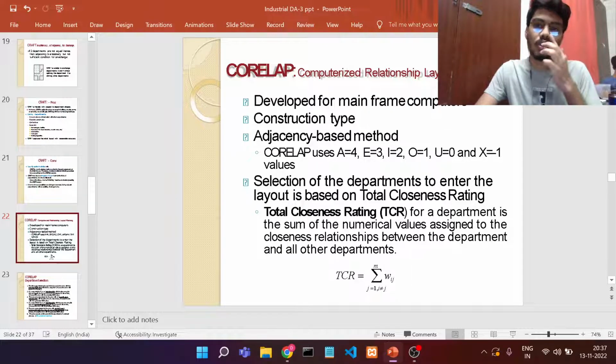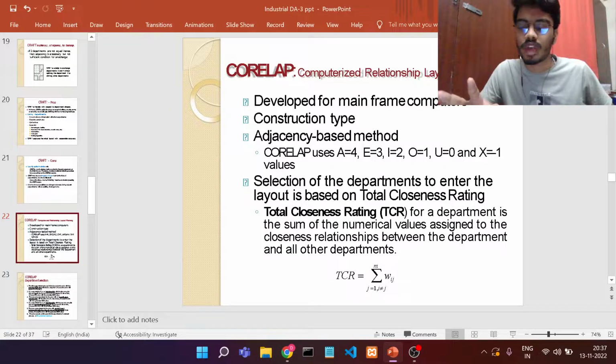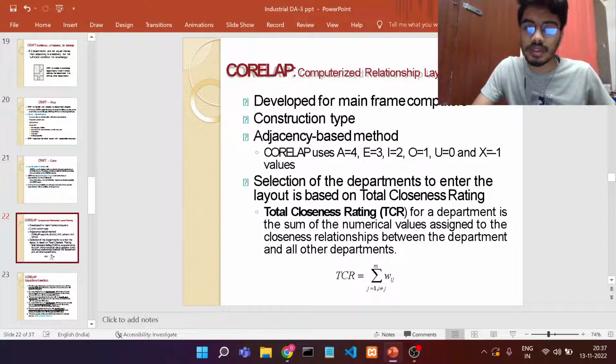So here we are with CORELAP, which uses the graph method. The main feature is that it was developed for mainframe computers, and it is a construction type. You have 5 letters: A, E, I, O, U. You denote A equals 4, E equals 3, I equals 2, O equals 1, U equals 0, and X equals -1. So your first priority is A, second is E, third is I, fourth is O, U is fifth, and X is your last priority.